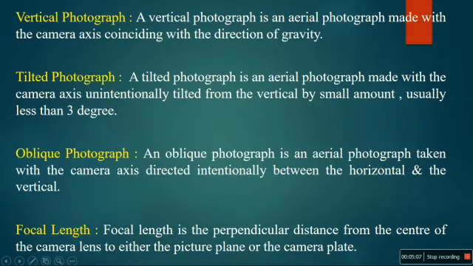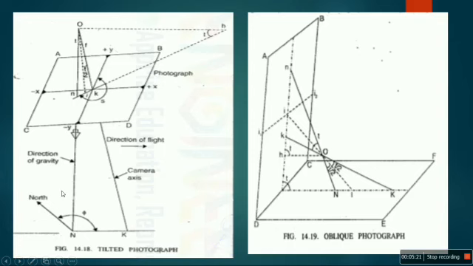Similarly, next one is oblique photograph. An oblique photograph is an aerial photograph taken with the camera axis directed intentionally between the horizontal and the vertical. So here, this is the picture of the oblique photograph. Here, the camera axis is intentionally tilted from the vertical or horizontal at some degree. This is called an oblique photograph. The angle of tilt is greater than 3 degrees.